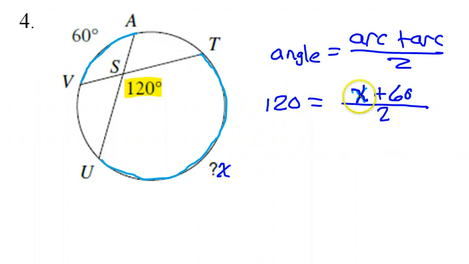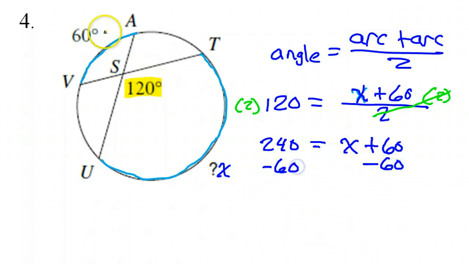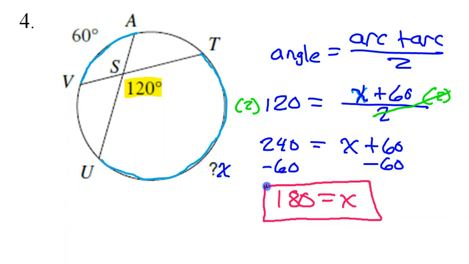Now that we have it set up, we just need to solve this for x. The way we do that is to multiply both sides by the denominator, in this case 2. That way the denominator cancels out, and that's going to give you 240 is equal to x plus 60. Then of course we need to subtract 60 from both sides. That's going to give you 180 is equal to x. And that is the answer.